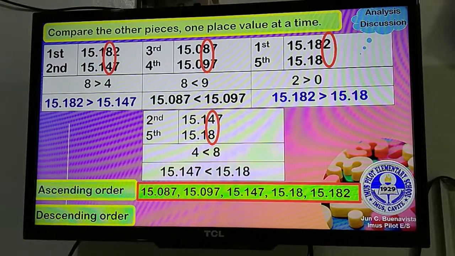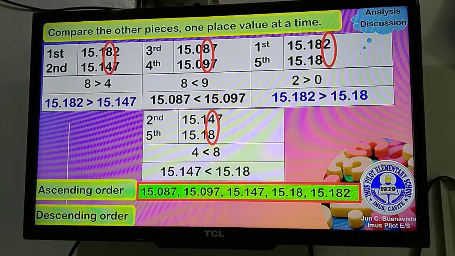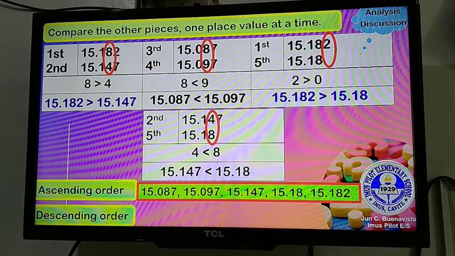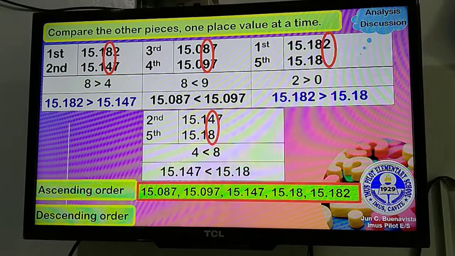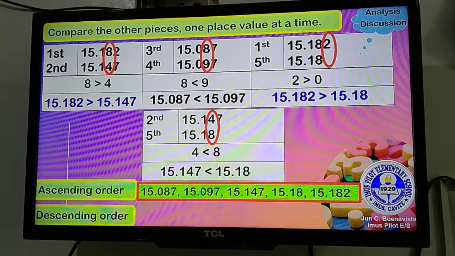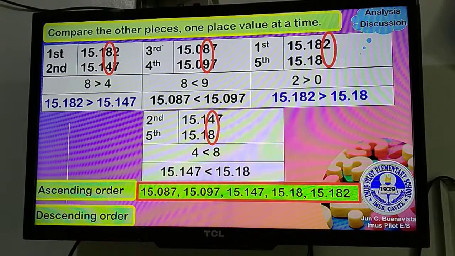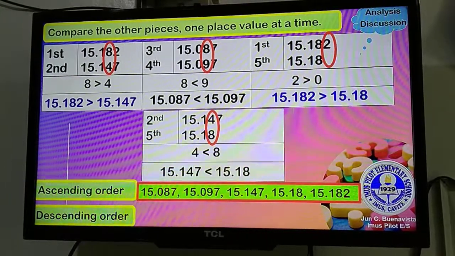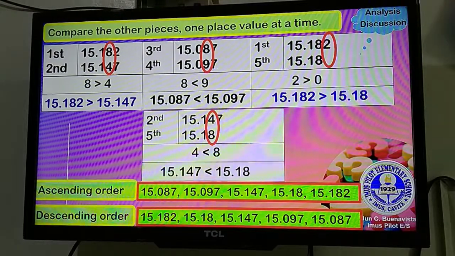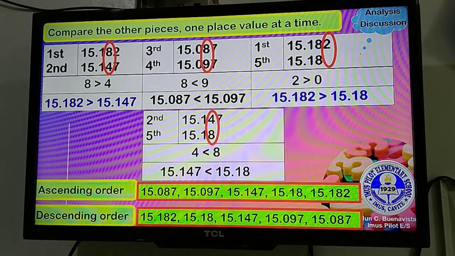Now, in descending order, you're going to reverse. So, yung nauna, magiging huli. Ang nahuli, magiging mauna. So, mauna naman si first number, 15 and 182 thousandths, followed by fifth number, 15 and 18 hundredths, then followed by the second number, 15 and 147 thousandths, followed by the fourth number, 15 and 97 thousandths, and the last is 15 and 87 thousandths. Ayan. So that is descending order. Pababa ng pababa.